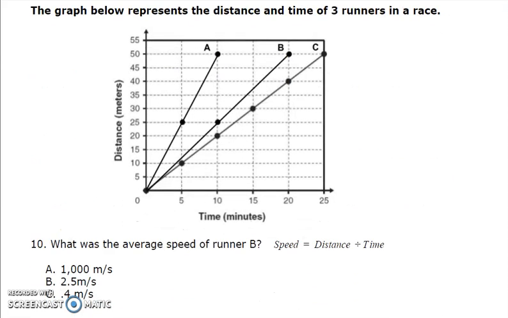The graph below represents the distance and time of 3 runners in a race. What was the average speed of runner B? A. 1,000 meters per second. B. 2.5 meters per second, or C. 0.4 meters per second.